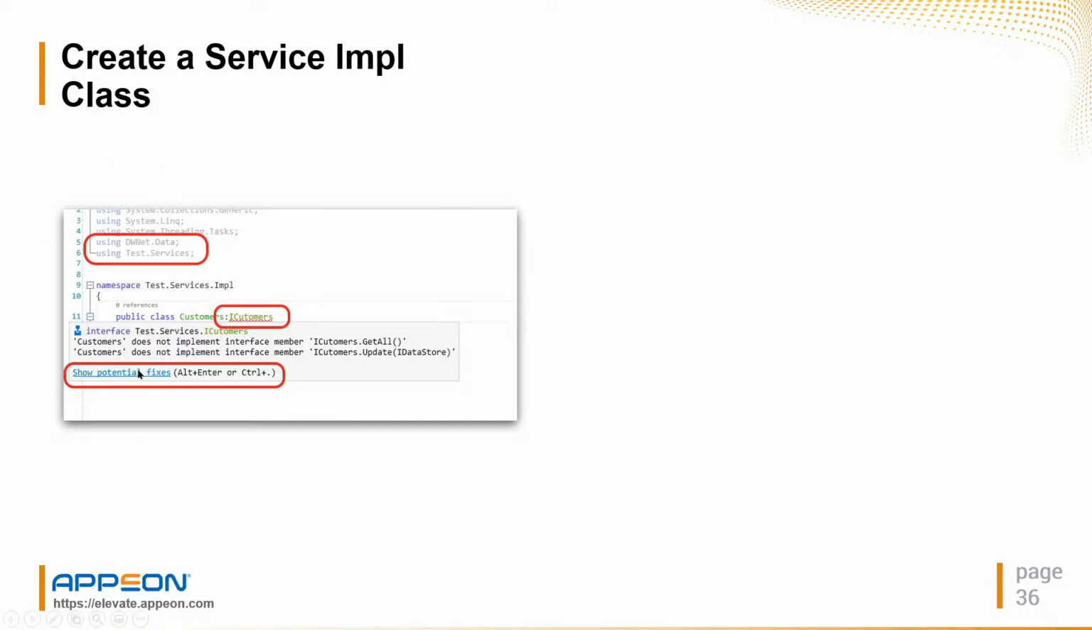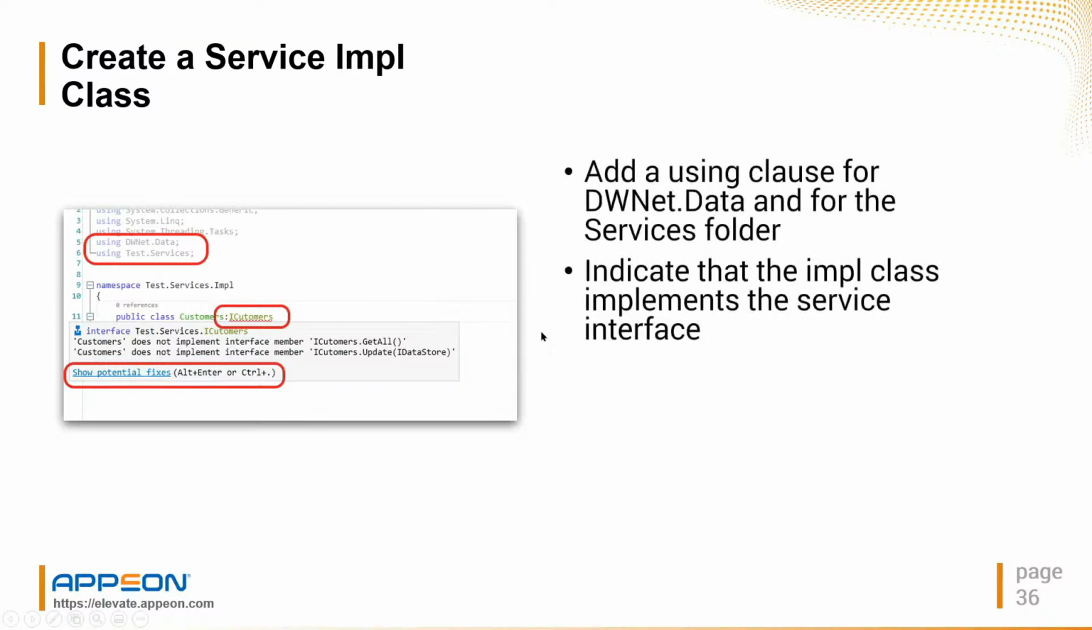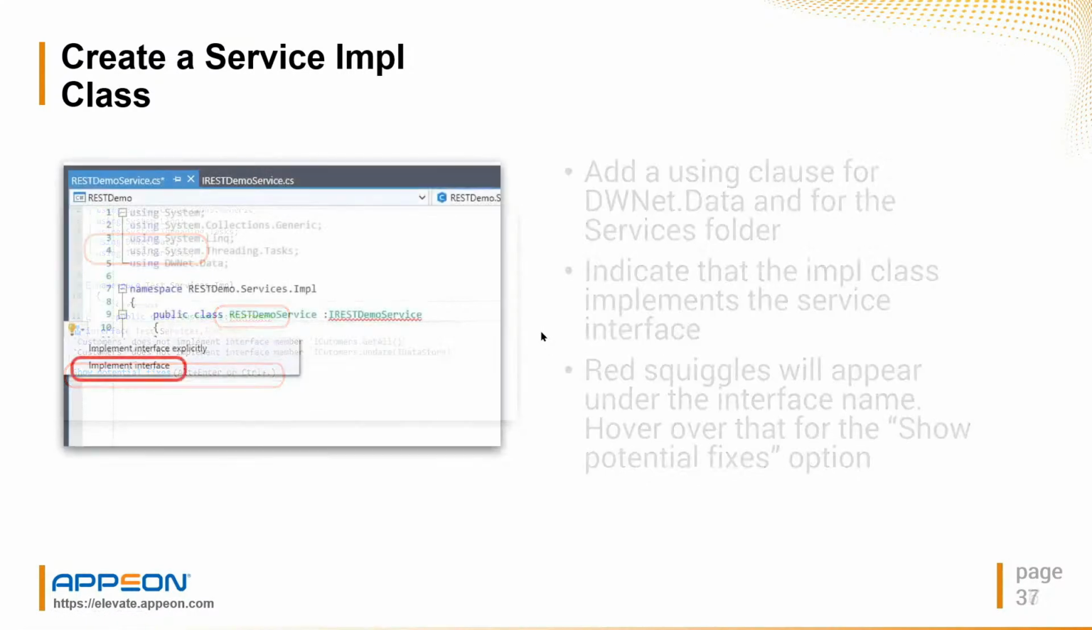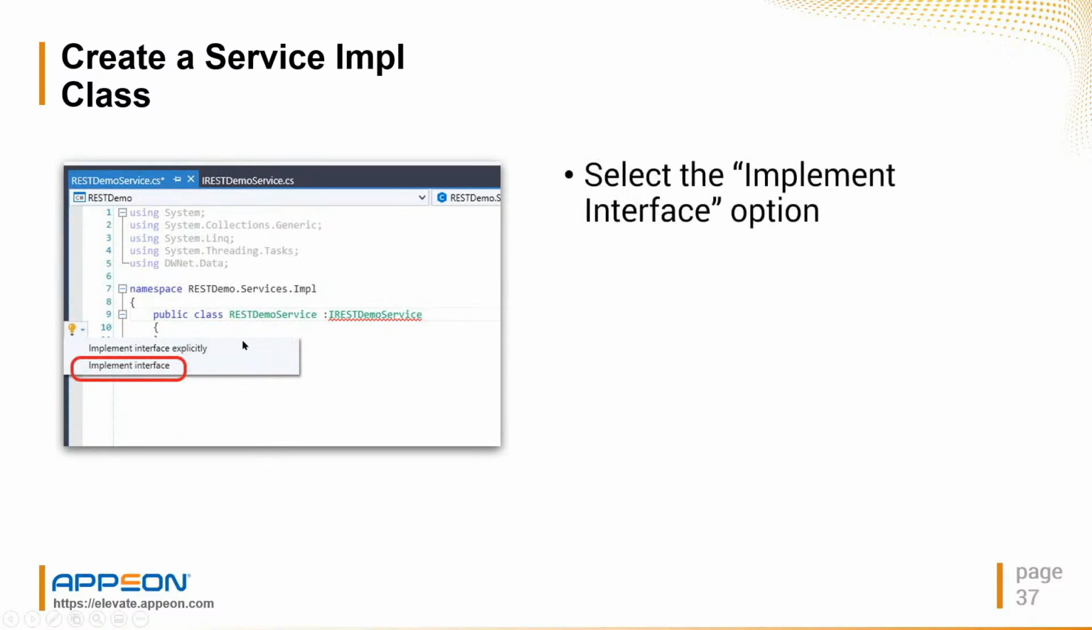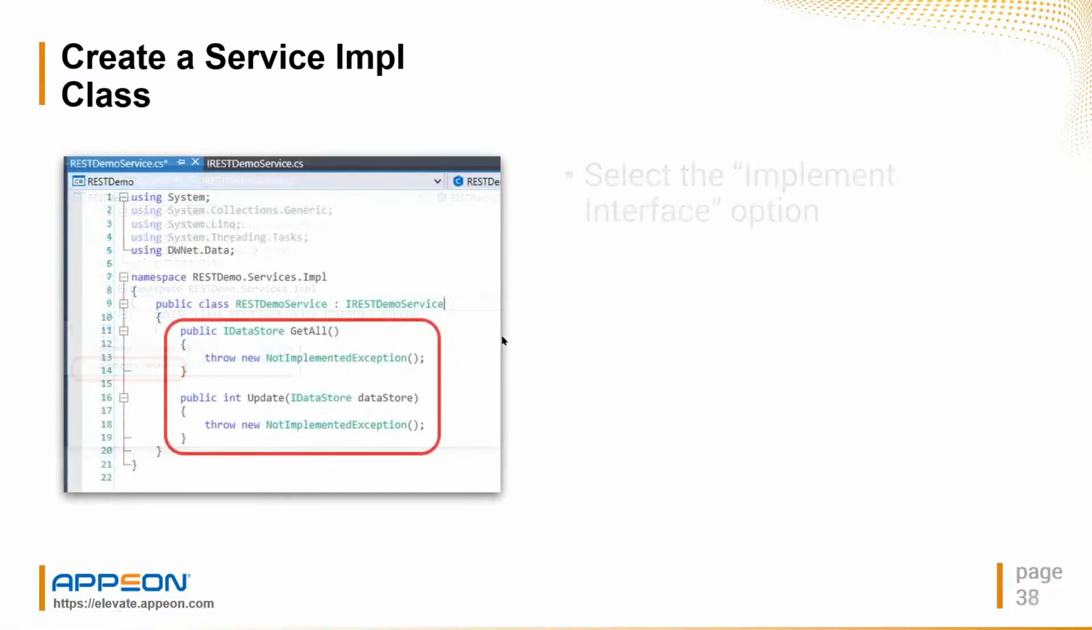One of the options it has here is show potential fixes, and you can click on that, and it will ask whether you want to implement the interface explicitly or just implement interface. If you select implement interface, it will actually throw in all the methods. It won't implement them for you, but it will throw in all the methods so you know what you need to implement. And by default, it adds this not implemented exception.